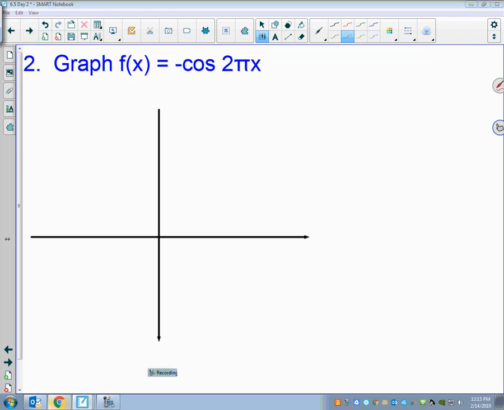Okay, so let's graph one. Negative cosine of 2 pi x. What I like to do is look at it and see what's happening, find my amplitude, my period, and then pick some points. First of all, I see the negative in front, so remember that means it's reflected, so it's going to look opposite over the x-axis. My amplitude here is the absolute value of -1, which is 1, which means it's not stretched any.